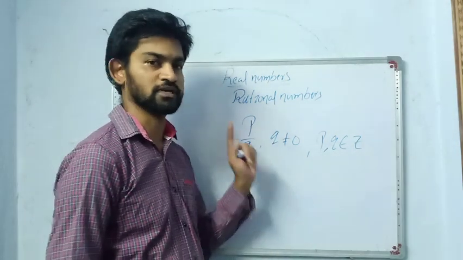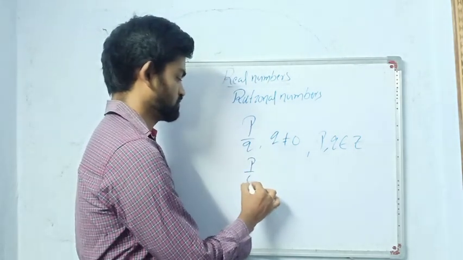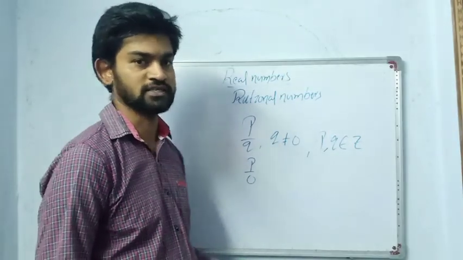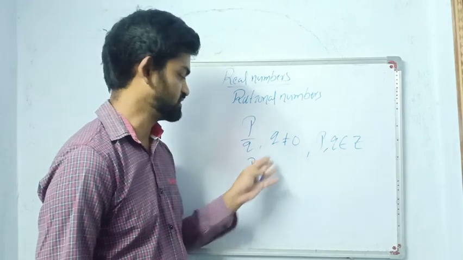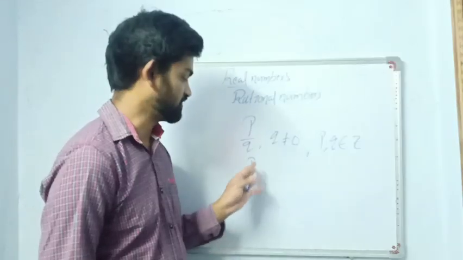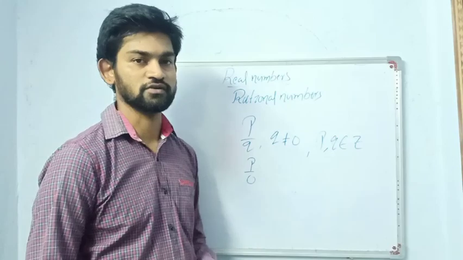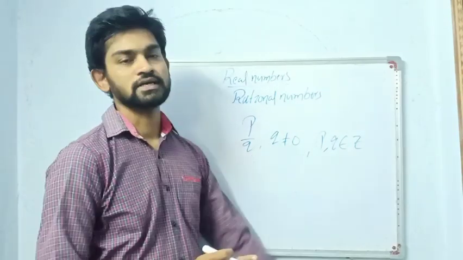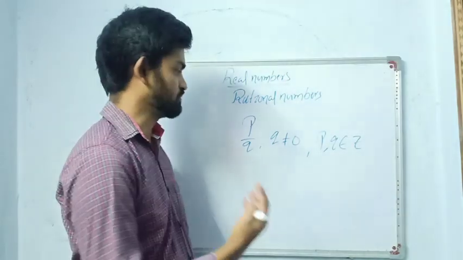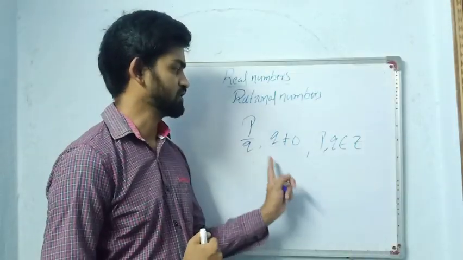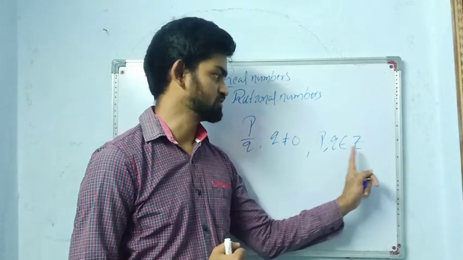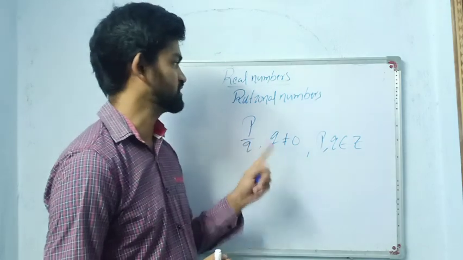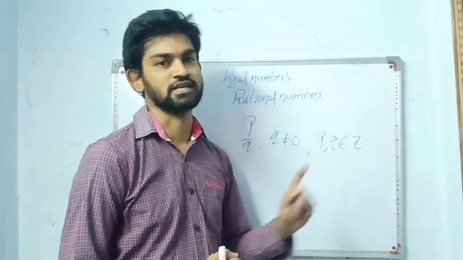What happens if Q becomes 0? Division with 0 is not possible. It is an indefinite form. That's why Q is not equal to 0, and P and Q belong to integers. A number which can be expressed in the form of P by Q, where Q is not equal to 0 and P and Q belong to Z, is called a rational number. Whenever you write a rational number, you must write these conditions also.